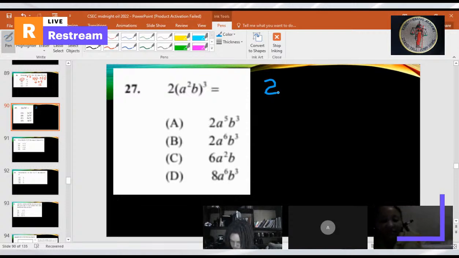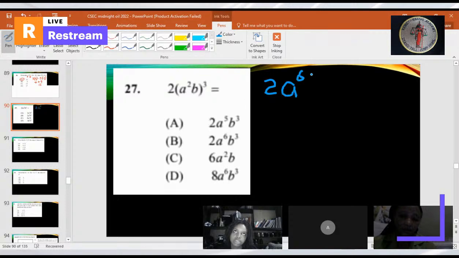Remember the law of indices when you're raising powers to a power? Instead of expanding it out like that, you don't have to do that. You're raising a square to a cube, so we multiply the powers. The 2 remains because it wasn't in the bracket, so this power doesn't act on the 2. So the a squared becomes a to the sixth power, and the b becomes b to the third power since it's actually b to the one power.